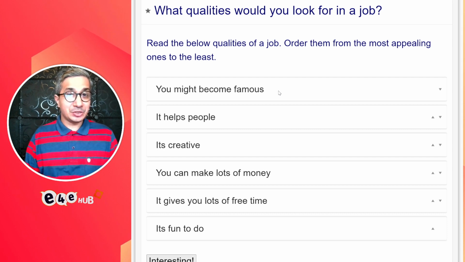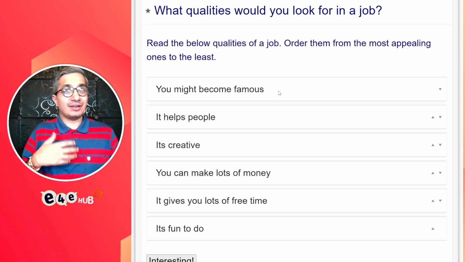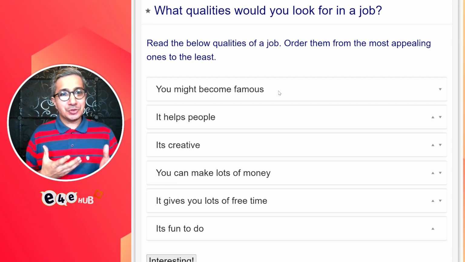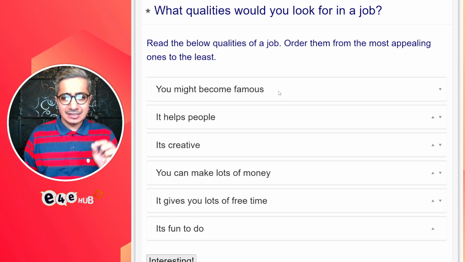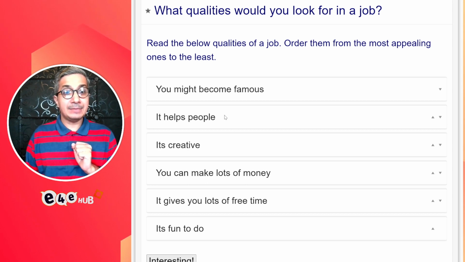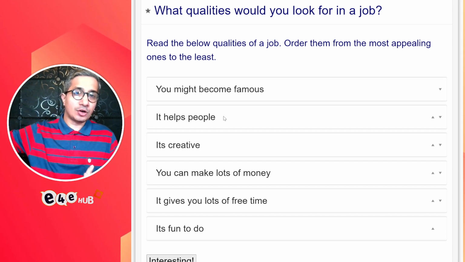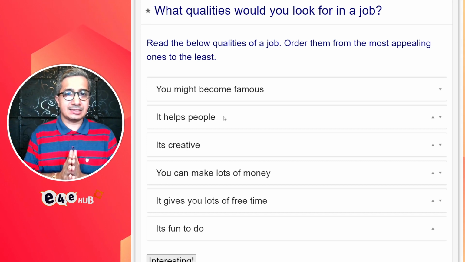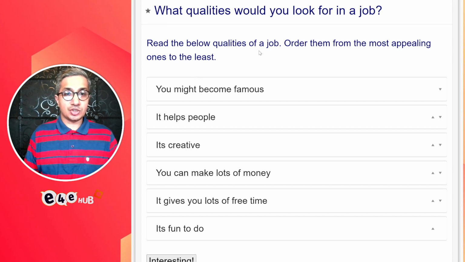For instance, if you are a sports commentator, people are going to listen to you, they're going to know your names, they're going to know your likes and preferences. So you might become famous even though you don't realize it. Some jobs help people. So whoever is doing that job, it enables them to reach out to a lot of people, especially if it is an NGO or a socially responsible organization, right? So that's what some jobs give you.